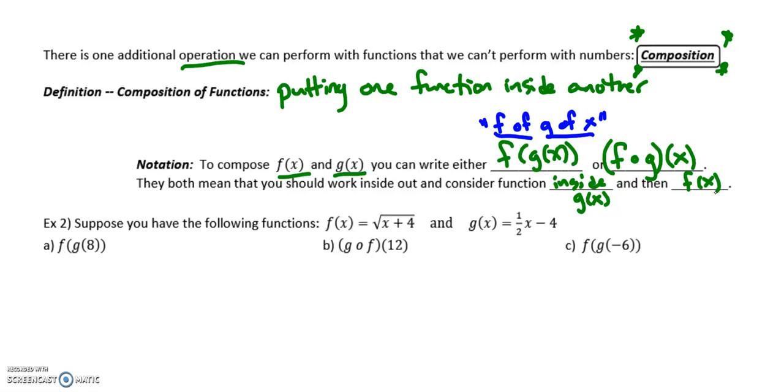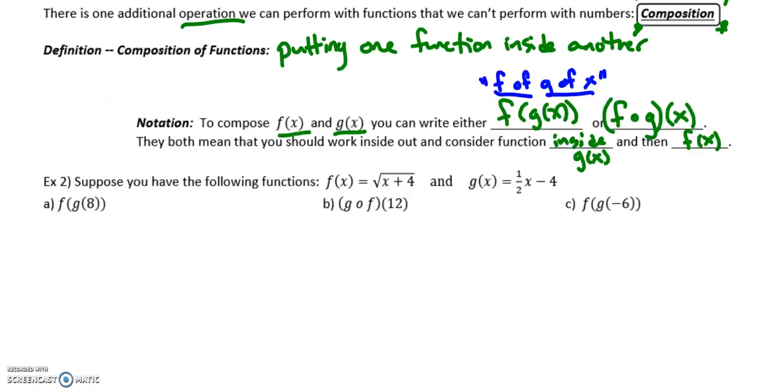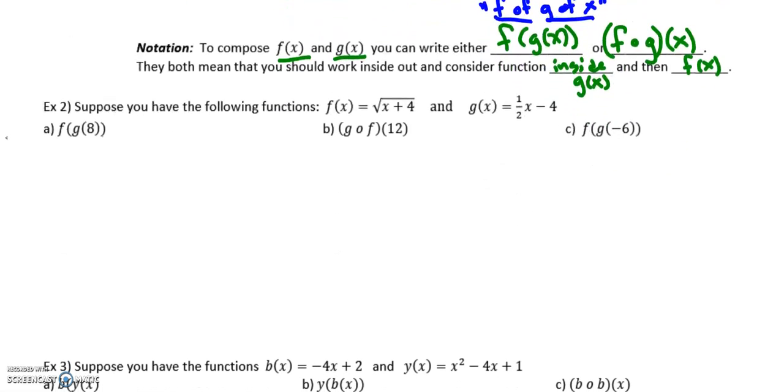So let's look at a couple examples. It's just a little bit different because we don't do this with numbers. When I look at example A here, I have function f and I have function g right there. This is what I see: I take an 8, plug that into g of x. Then I take that answer and plug that into f of x. Just work inside, out. So my first step is to figure out what g of 8 is going to be.